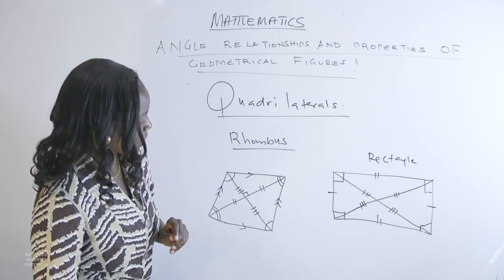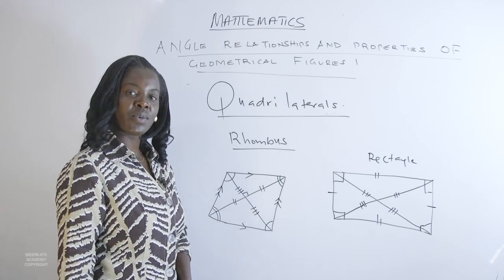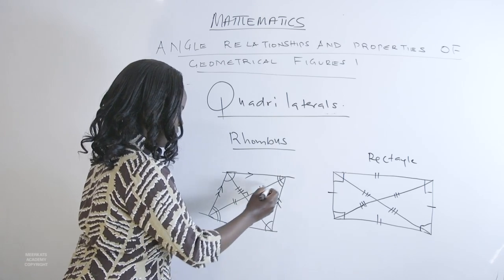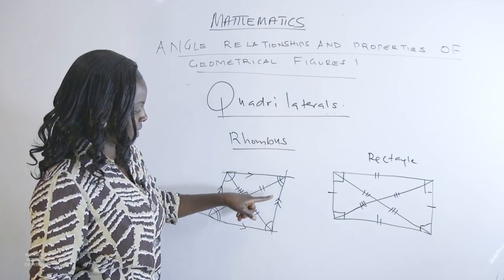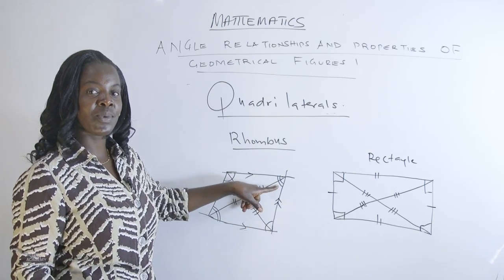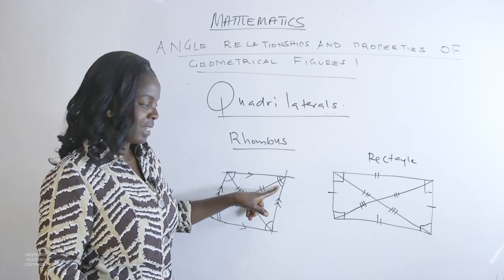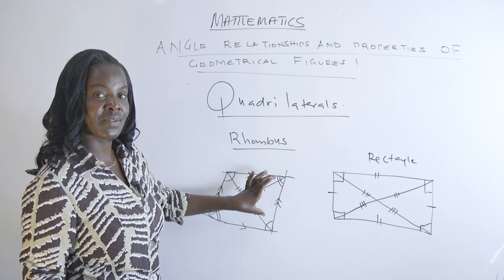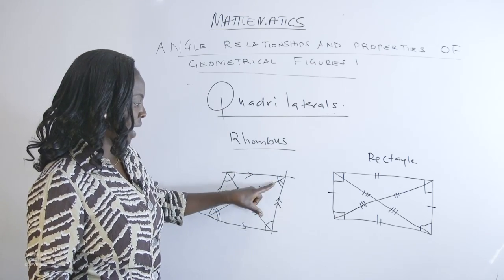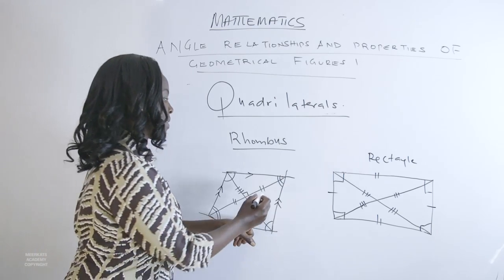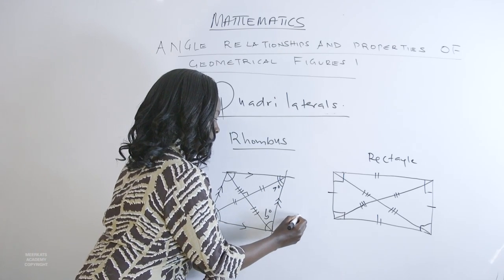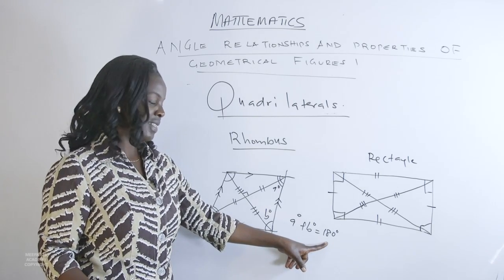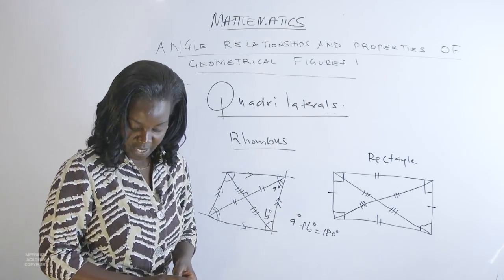We also have, from what we learned in our last lesson on co-interior angles, because this line is parallel to this line here, and we have a transversal, this angle and this angle of a rhombus are co-interior. In other words, they add up to 180 degrees. They are found on one side of the transversal and inside the other two lines. So they are co-interior angles, meaning they add up to 180 degrees. That is for the rhombus. Same case with the parallelogram.